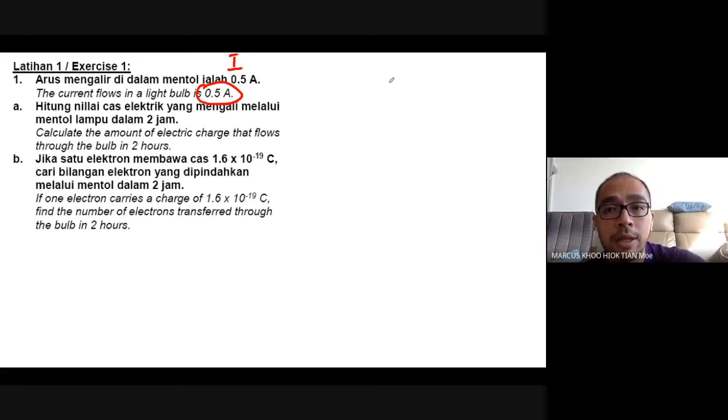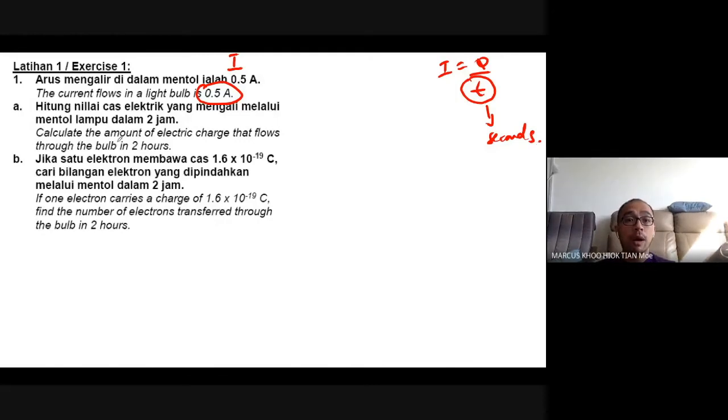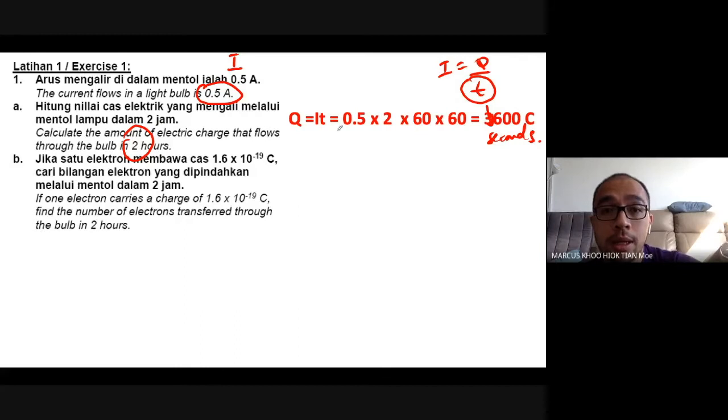Now, the thing about this is, I equals Q over T. This T has to be in seconds. You cannot count in hours. So they give you 2 hours, you have to change the 2 hours to seconds. And so this is how it will be. Q equals IT because I bring the T up. So I is 0.5 amps, and then it's 2 hours times 60 times 60 to change from 2 hours to seconds.